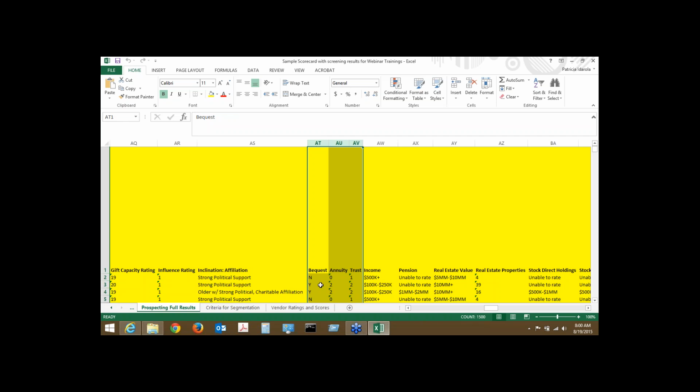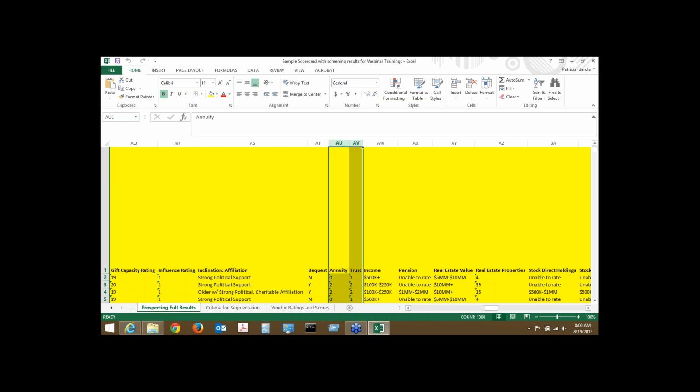Yes, there is potential based on age and capacity. If you want to see the exact breakdown of the different ratings for the age cutoff and capacity rating, you can look at your vendor ratings and scores. The no means they don't see the potential, and it either means they weren't old enough to meet the criteria or their capacity wasn't high enough. It's one or the other.